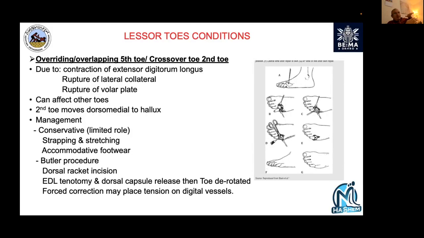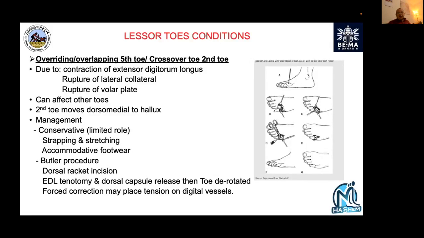The same action will happen if the extensors are normal, but the volar structures get damaged, like the rupture of the volar plate or lateral collateral. So there is no more restraint in the plantar surface. That's why the MTP will go into hyperextension, and then the toe will go into varus. It can affect the second to overlap the third, or the fifth to overlap the fourth. So if the patient starts to complain, mostly this patient will not complain. But if they start to complain, unfortunately, the only option is to correct it by the Butler procedure.